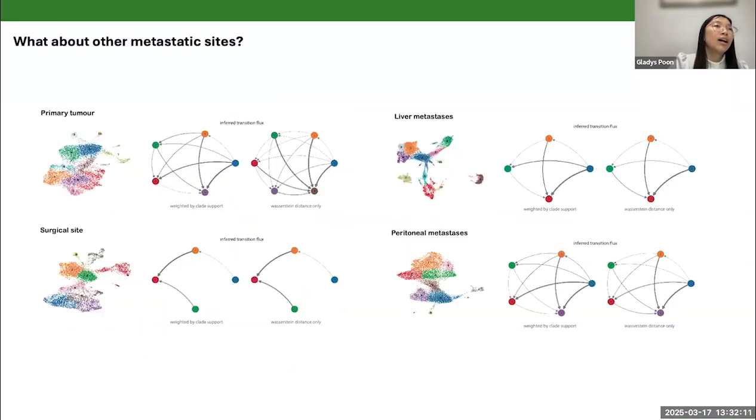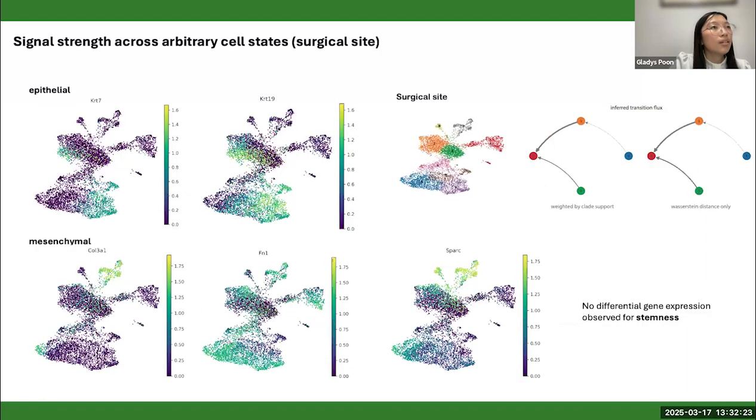Yes, so for other metastatic sites, we've also performed the analysis, including the metastases that are found in the liver site and the peritoneal sites. At the surgical site, we have a very similar UMAP embedding of the cells that are being harvested. However, the signal is not so strong for us to recover any sort of differential gene expression for stemness. So we weren't able to find the same transition flux across the stemness boundary by looking at the surgical site sample. And this could be due to the different recovery of different clones and different number of cells being harvested.